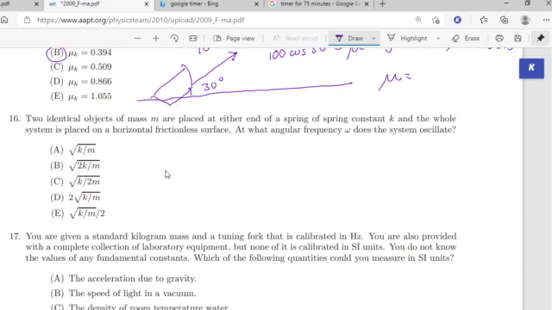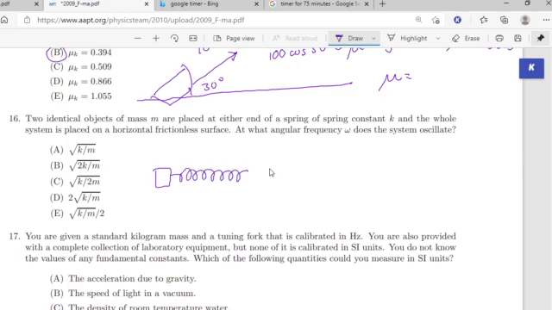Two identical objects of mass M are placed at either end of a spring of spring constant K. Okay, so these are both mass M, and this is spring constant K. And the whole system is placed on a horizontal frictionless surface. At what frequency does the system oscillate?